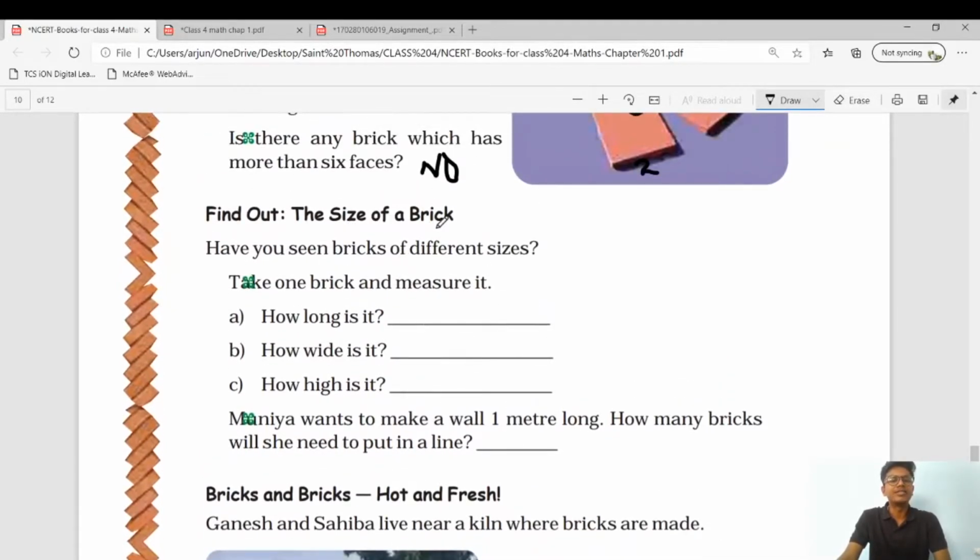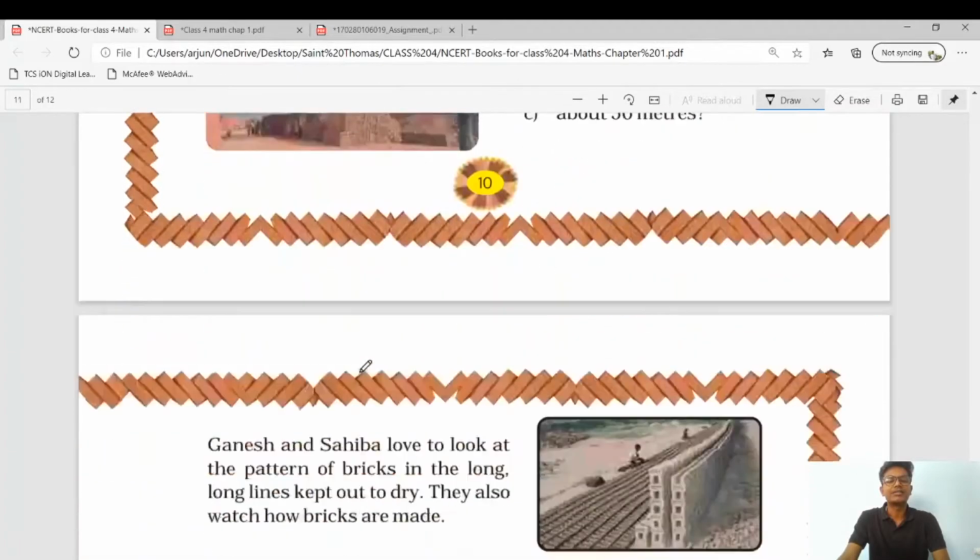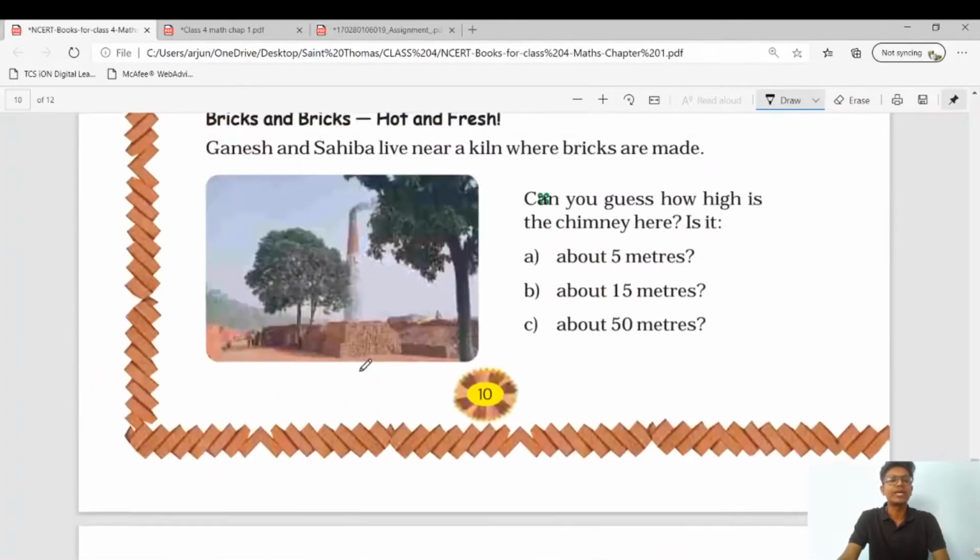Find out the size of a brick. Have you seen bricks of different sizes? Yes, there are many different kinds of brick sizes. So now let's answer all these remaining questions one by one.